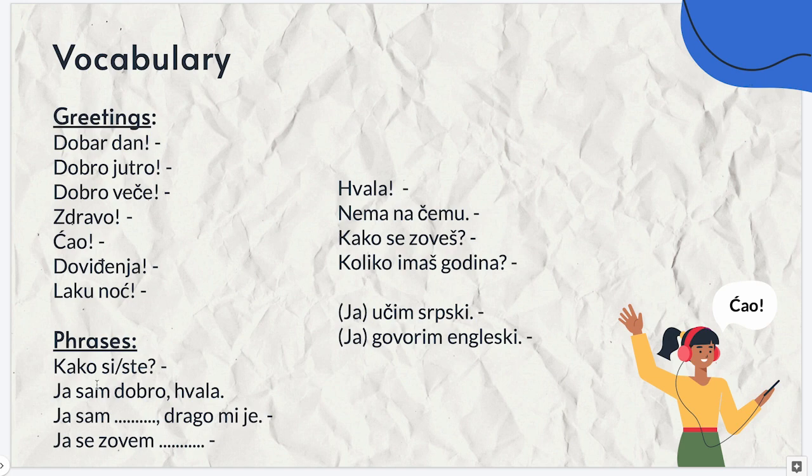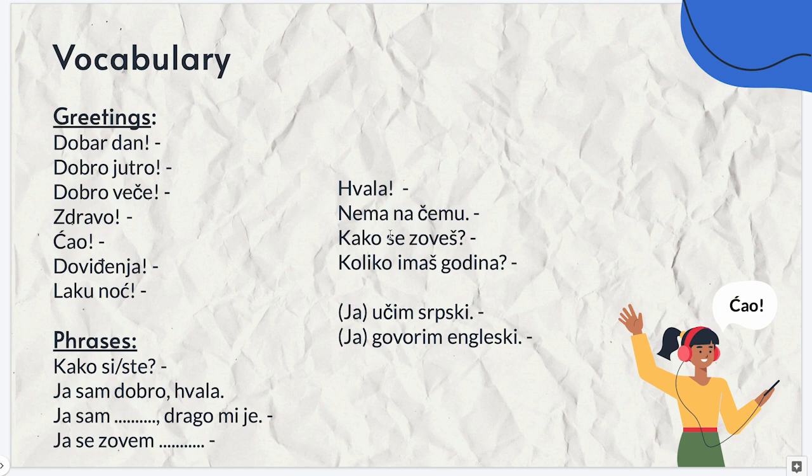Below we have some phrases. Kako si, kako ste, which means how are you. It's written in singular and in plural. We'll talk more about that after. Ja sam dobro, hvala, I'm good, thank you. Ja sam, for example, ja sam Nikola, drago mi je, I'm Nikola, nice to meet you. Ja se zovem Nikola, two ways to say your name. I am or my name is, essentially.